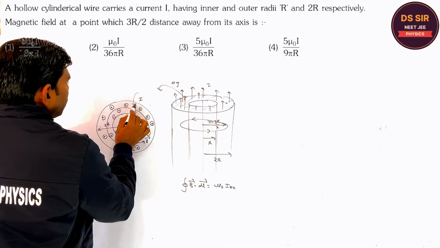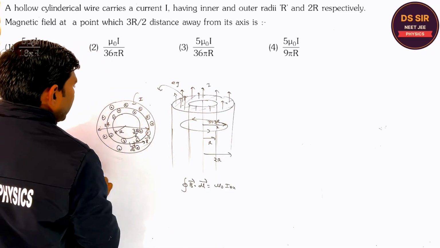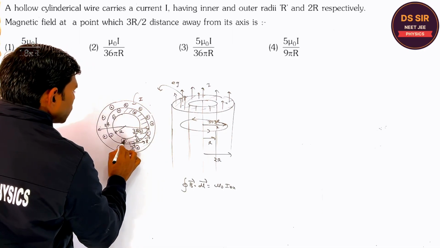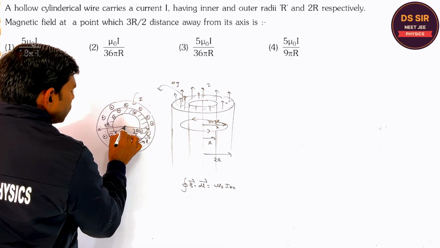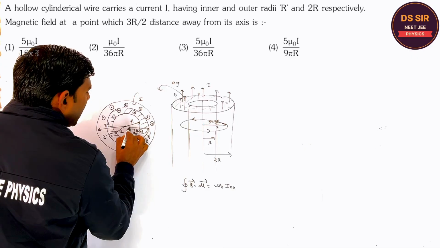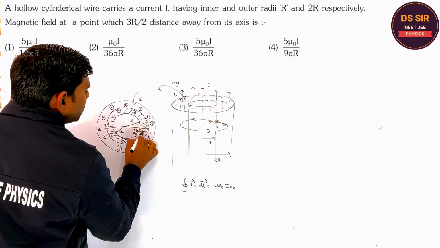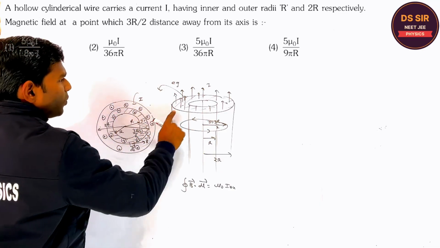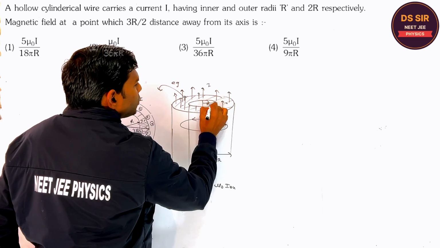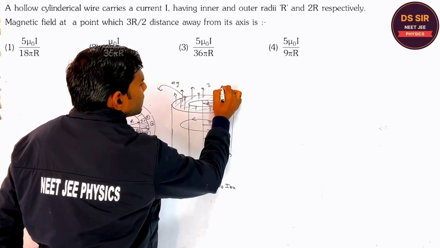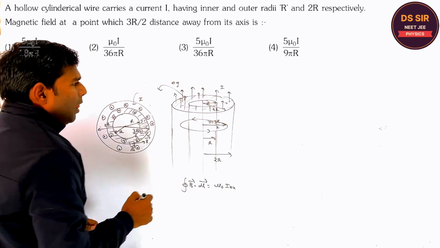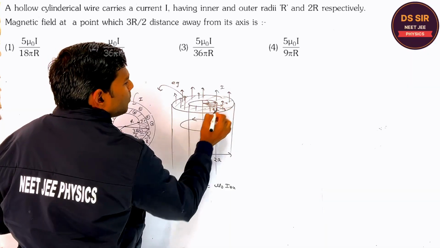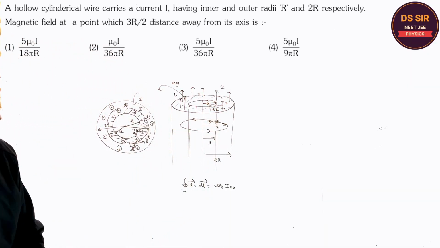If the total current is I, and you consider only this portion from r equal to R to r equal to 3R by 2, this is the portion where the current is assumed to be I dash. Although from r equal to capital R to r equal to 2R, the current is I. But we have to find the current up to 3R by 2. So how to find the current?